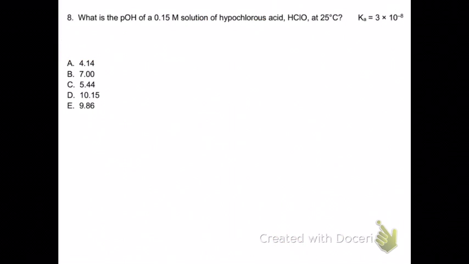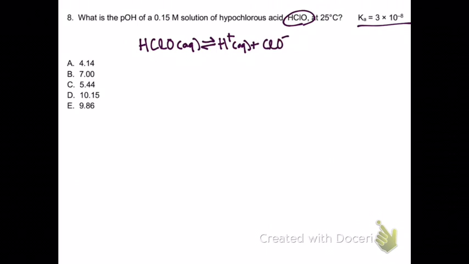What is the pOH of a 0.15 molar solution of hypochlorous acid, HClO? So how would we identify HClO? Well, it has a Ka, which means it's an acid. It's also not one of our strong acids, so it's a weak acid. And for any weak acid, when in doubt, ice it out. So for any weak acid, we're always going to write out a dissociation for it. It'll dissociate into H+ and its conjugate base, ClO- hypochlorite.